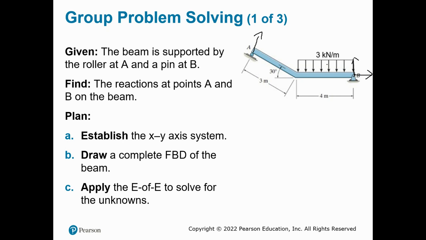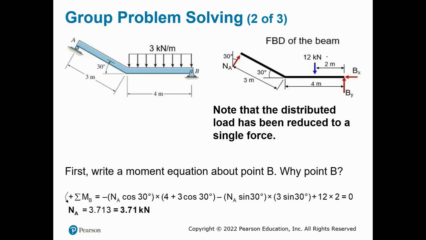In the previous chapter, we talked about how if it's a distributed load, we can replace that with an equivalent single point load. The magnitude of that single point load will be the area of the rectangle, which is 3 kilonewton per meter times 4 meters. The area of the rectangle will be 12 kilonewton. The location will be the centroid of this rectangle. The overall width of the rectangle is 4 meters, so the equivalent point load will be 2 meters away from point B. There it is, 12 kilonewton, 2 meters away from point B.